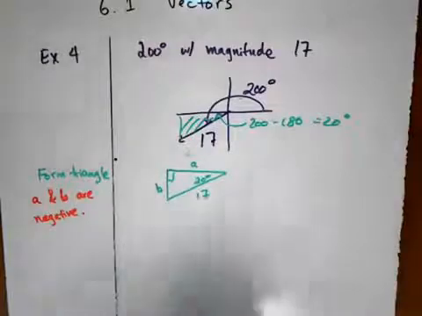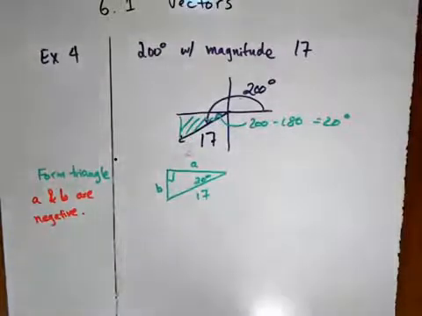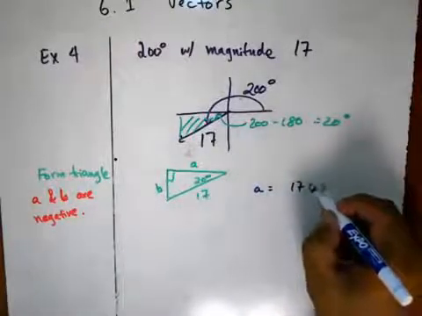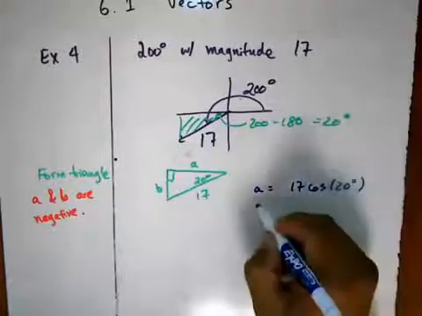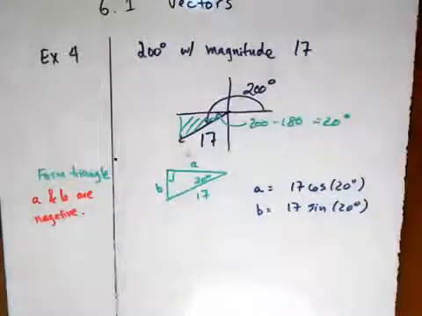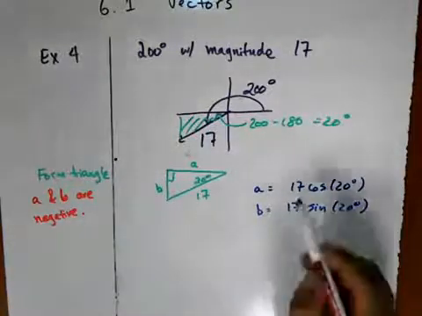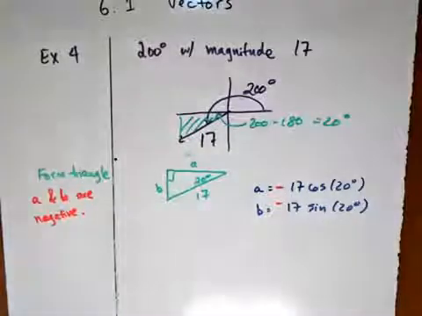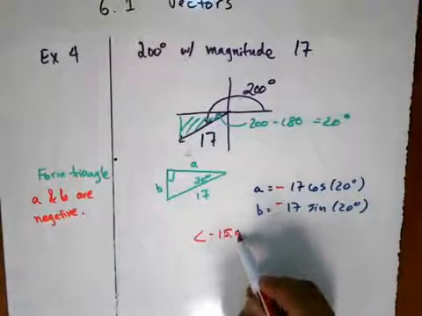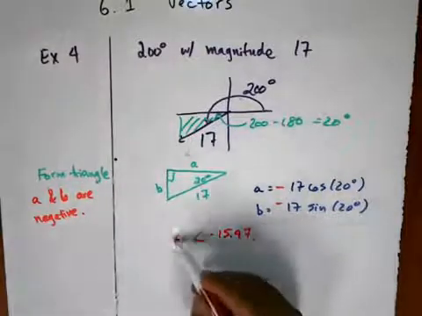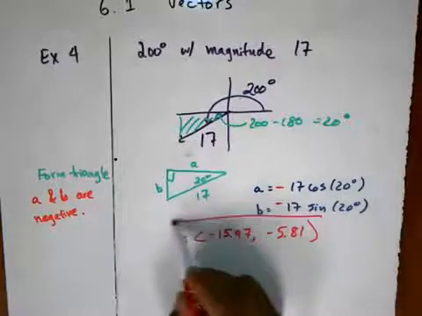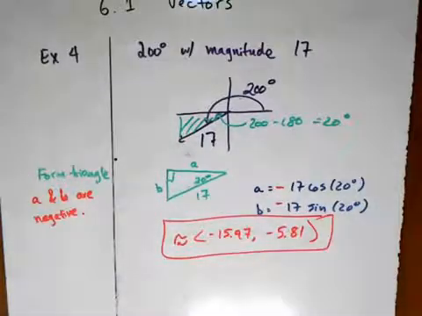So I can solve this problem the same way I did before. I just have to be careful with my negatives and positives. So I know that A is going to be 17, not 12, cosine 20 degrees. B is going to be 17 sine 20 degrees. Okay. And again, they have to be negative. And it's going to come out to be negative 15.97. And approximately, this is approximately negative 5.81. And this is certainly a good answer.